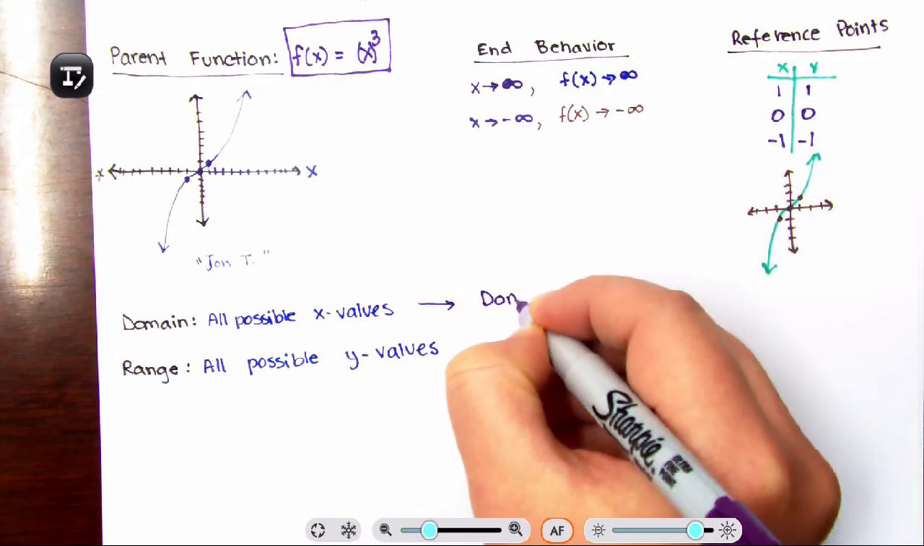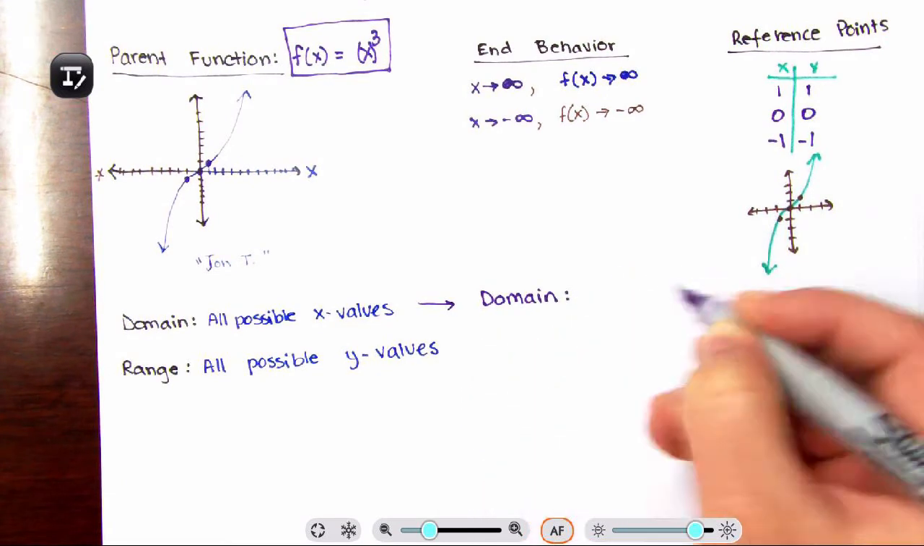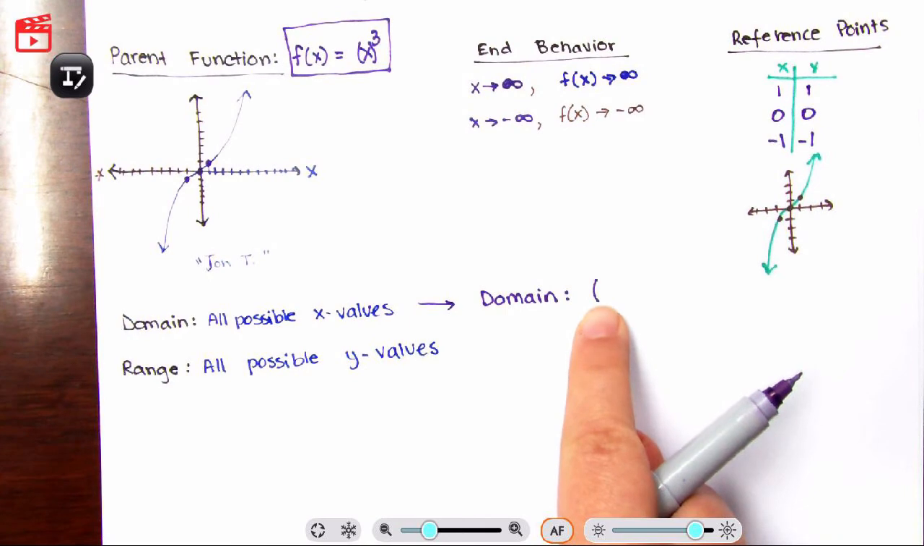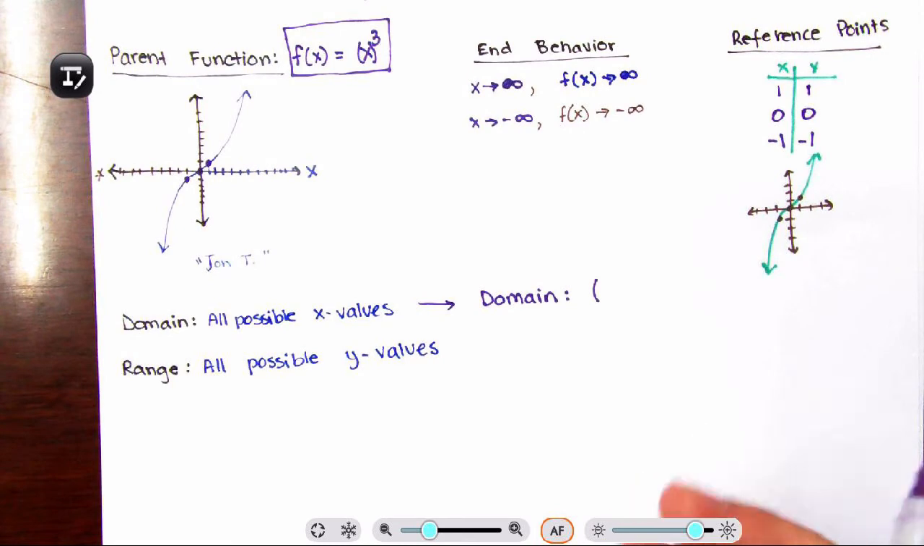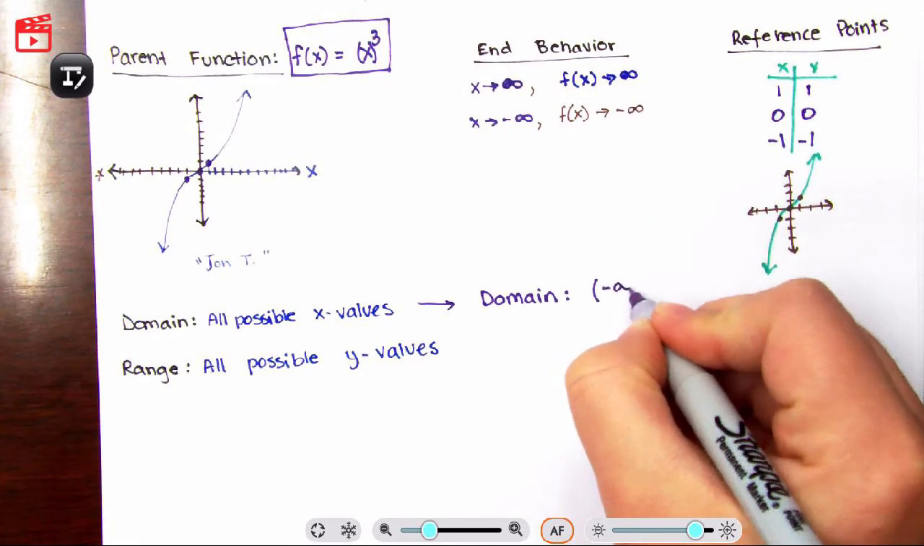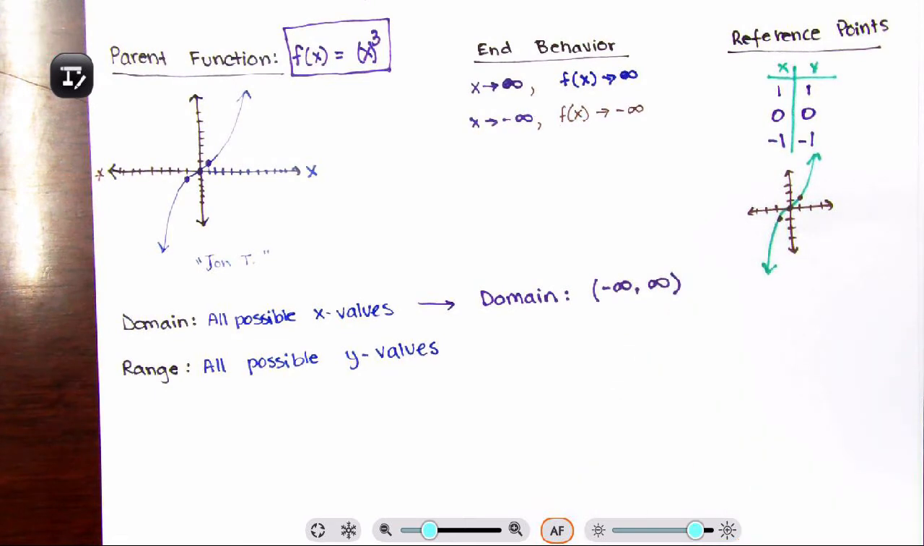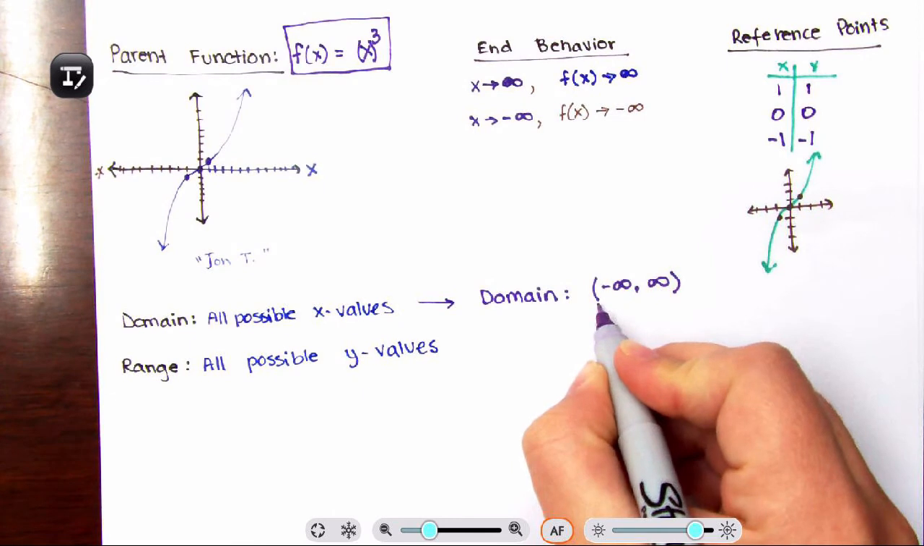So domain, you can write this in different ways. What I choose to do for domain, I like it in this way. We do a parenthesis, which means we cannot grab that number. In that case, we cannot grab infinity and we cannot grab negative infinity. If it was to end at, let's say, 3, if we cut our function to have an ending at 3 and we can grab 3, then we would have brackets. But since we cannot touch infinity because it is infinity, then we use parentheses. I call this no touchy-touchy.